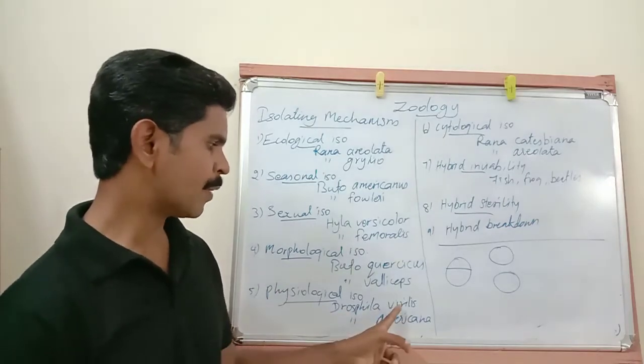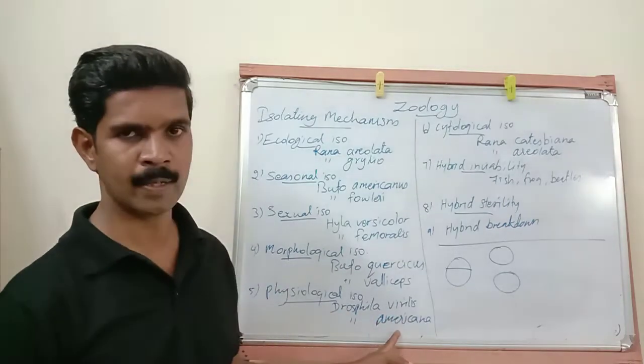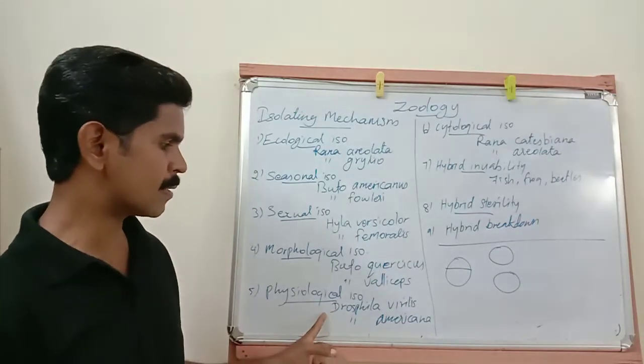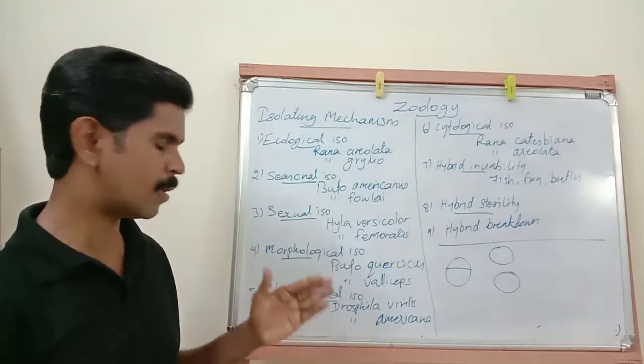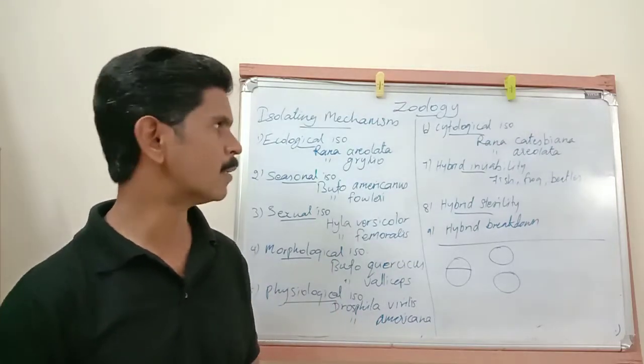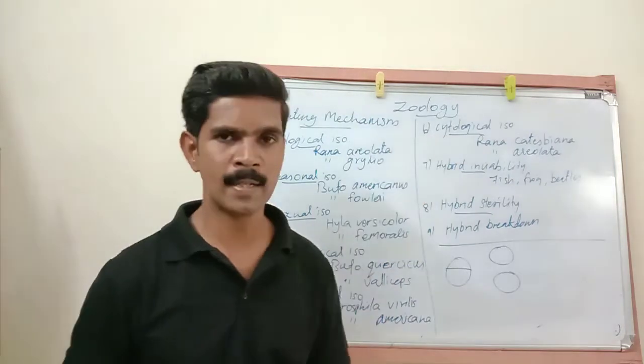Example, Drosophila berylis and Drosophila americana. These two are insect species, and the reproduction or interbreeding between these two species is prevented.